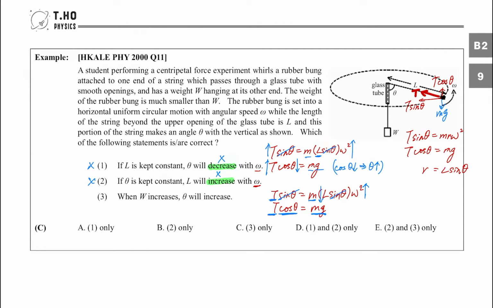However, let's take a look at it. It says that when W increases, where W is the weight of the standard mass, theta will increase. What would happen when W increases? We know that the tension in the string is equal to W, because they have to be balanced. So if W increases, tension will also increase. So when tension increases, what happens?